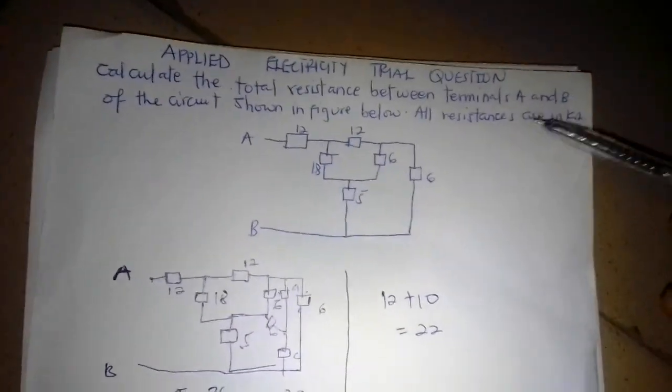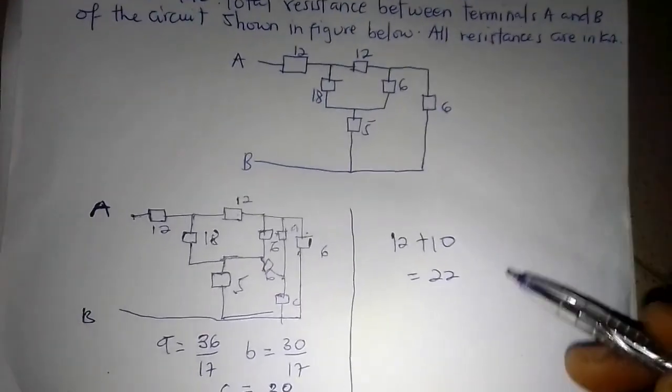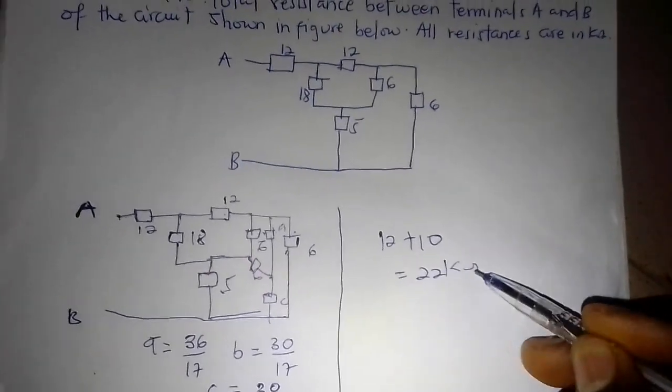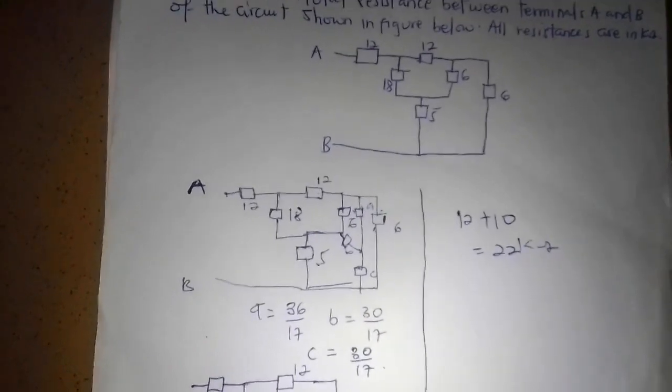And they said all resistances are in kilo ohm. So 22 kilo ohm is going to be the total resistance in between the terminals A and B.